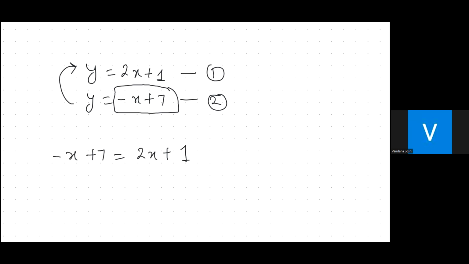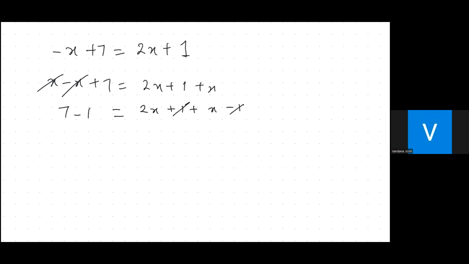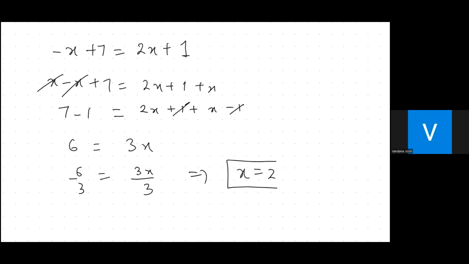So I'll say, adding x on both sides, x minus x plus 7 equals 2x plus 1 plus x. This is going to cancel out. We'll have 7, subtracting 1 on both sides. 7 minus 1 equals 2x plus 1 plus x minus 1. The 1 and minus 1 are going to cancel each other out. We'll have 6 equals 3x. Again, dividing by 3 on both sides, 6 over 3, 3x over 3. We are going to get x equals 2, just like we did via the elimination method.